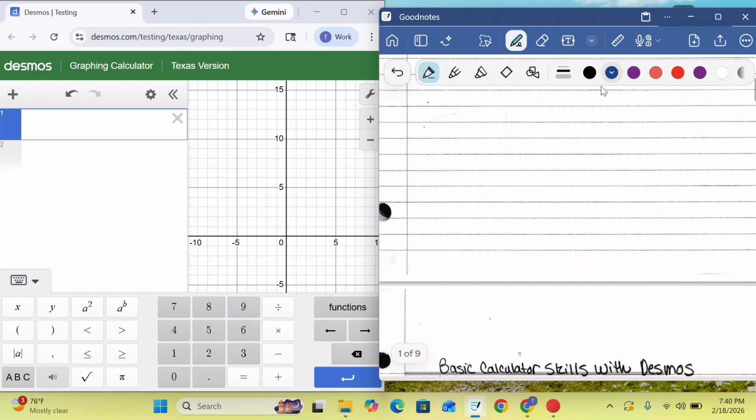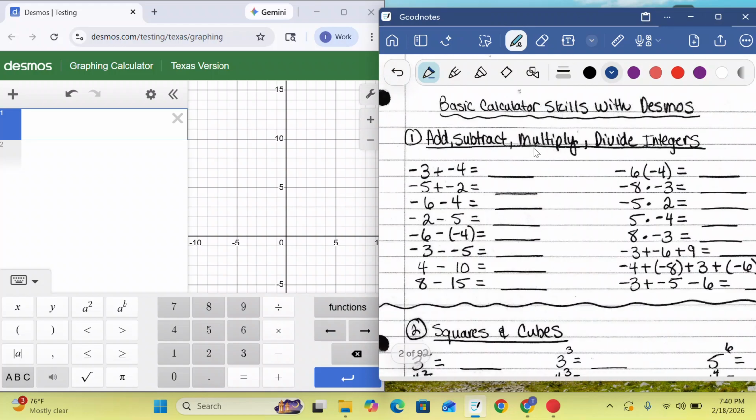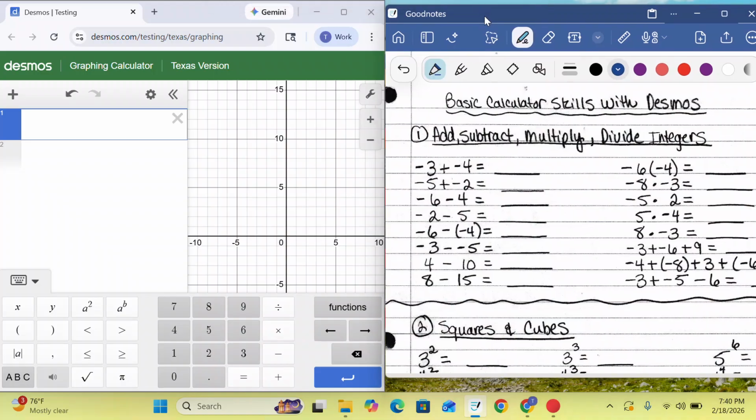So I'll go ahead and get started with the basics of adding, subtracting, multiplying, and dividing integers. Like I said, I'm going to have a side-by-side here. I'm going to be writing my notes, and then I'm going to be inputting into Desmos. So how do you input this kind of problem? Well, you're going to input it exactly the way it is. So we have our Desmos calculator here ready to go.